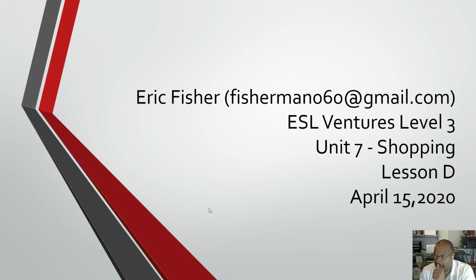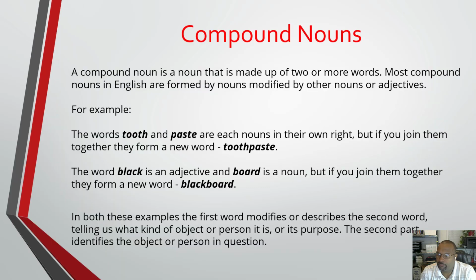Okay, so let's move on to lesson D in Unit 7. But before we do that, let's talk about compound nouns. In lesson D, we will be talking about and looking at compound nouns. Okay, so let's find out what they are. A compound noun is a noun that is made up of two or more words.